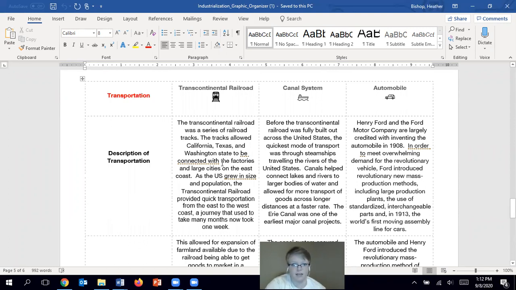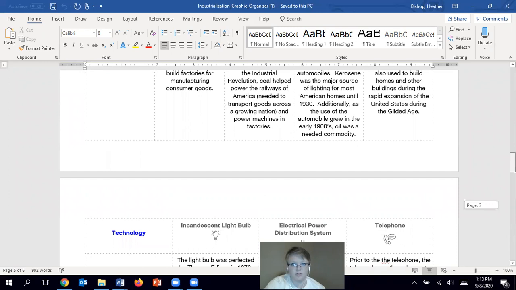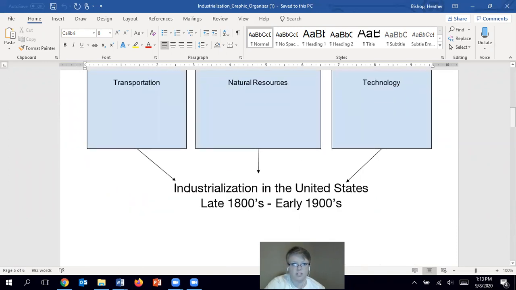So we have had a description of it. We have read the impact of it. So what we're going to do is we come up here to our organizer and we say transportation. Okay.